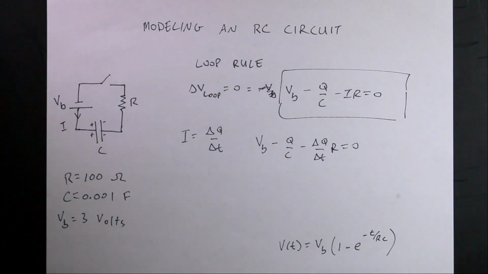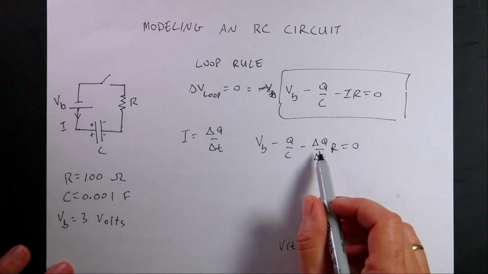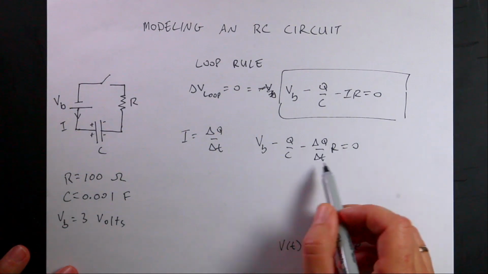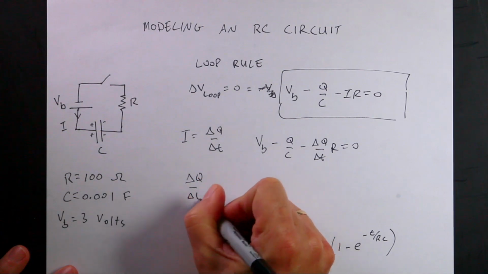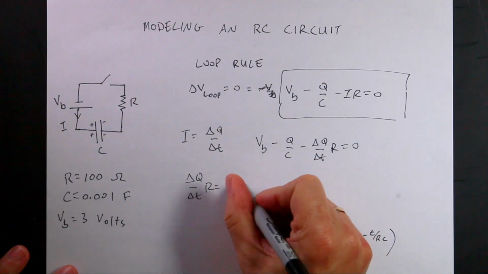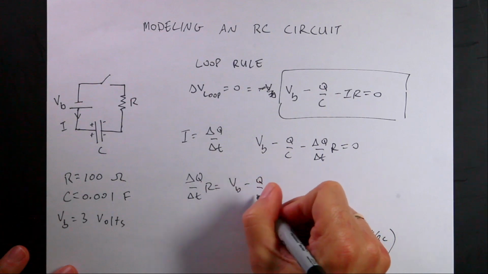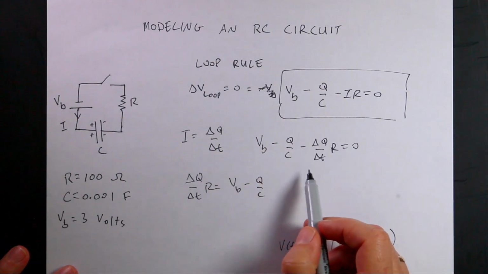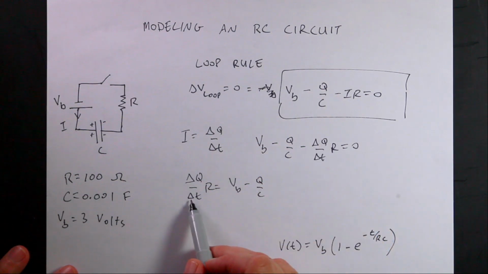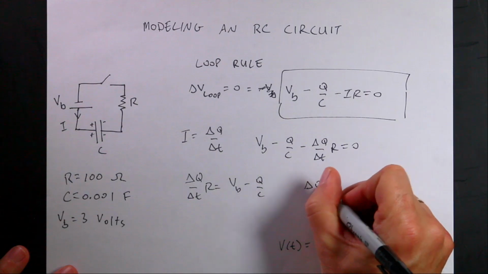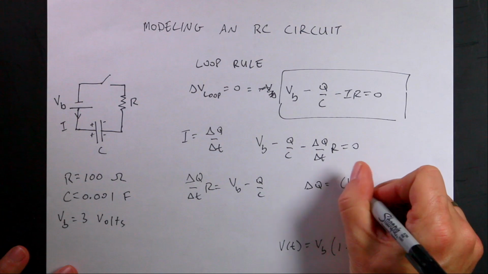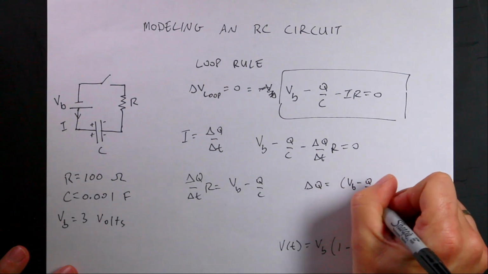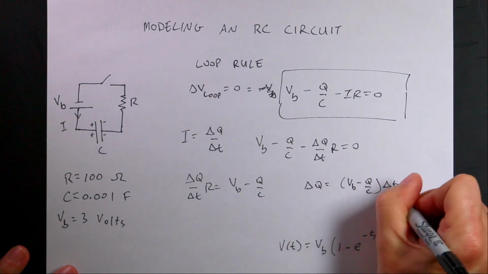Okay, so I'm going to put that in, and I'm going to solve this equation for delta Q. So I'm going to add this to both sides. I get delta Q over delta t times R equals VB minus Q over C. Now I'm going to multiply both sides by delta t, and divide by R. I get delta Q equals VB minus Q over C, times delta t over R.